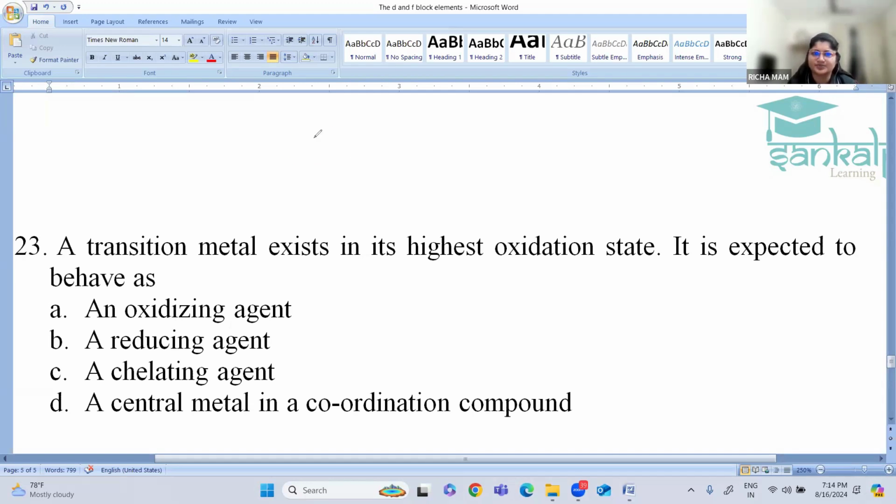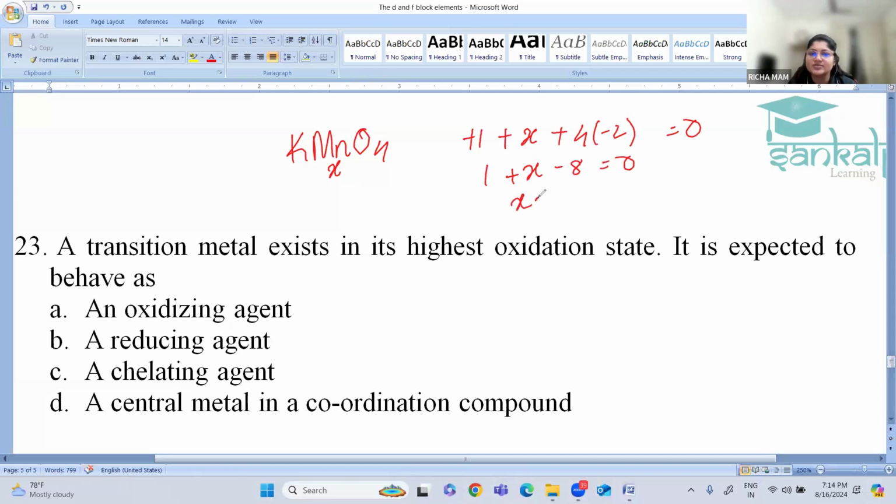Take KMnO4. If I want to find out the oxidation state of Mn, so this is plus 1 plus X plus 4 into minus 2 equals 0. So it is 1 plus X minus 8 equals 0. So X minus 7 equals 0. So X equals 7. So here what you can see, in KMnO4, the oxidation state of Mn is plus 7.